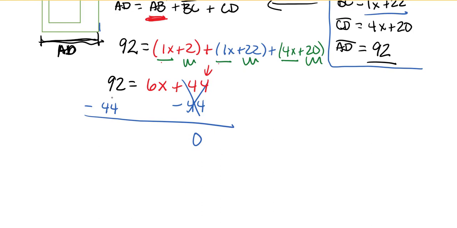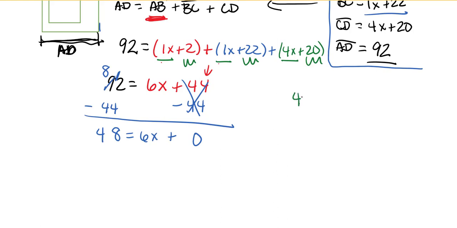So now we can do some math here. We have 92 minus 44. Well, we need to borrow. So we need to borrow a whole 10 from the 9. So now we have 2 plus 10, so that's 12. So that's why we just put the 1 there. 12 minus 4 is equal to 8, and 8 minus 4 is 4. And now this is equal to 6x plus 0.